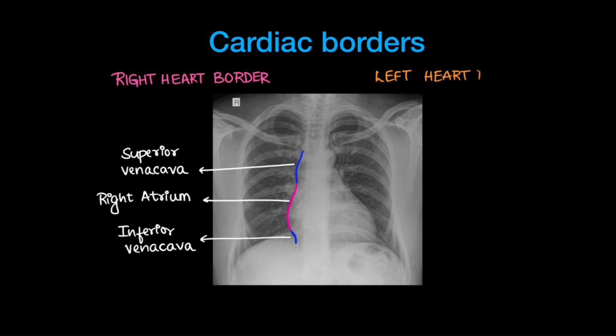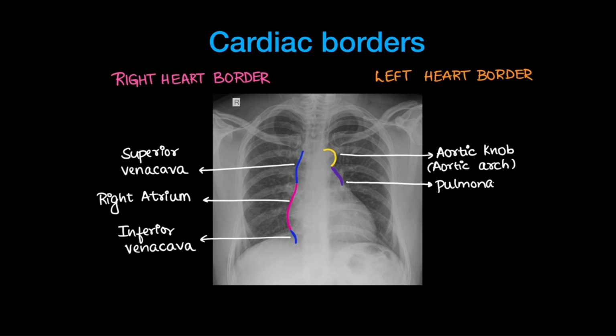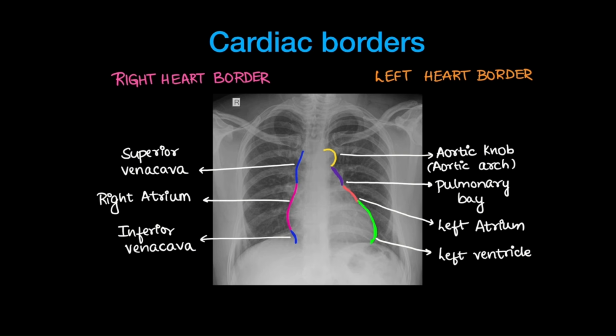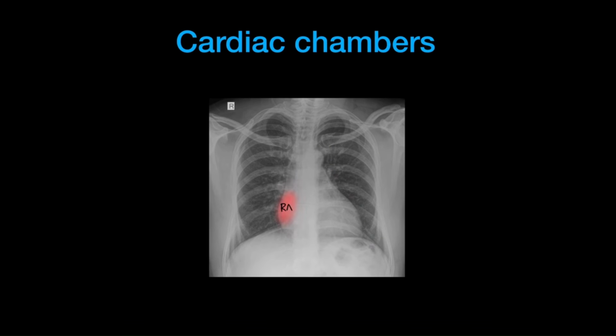The left heart border is formed by, here the rounded structure you can see, that is the aortic knuckle or aortic arch or aortic knob. Next we have the pulmonary bay, and next here this is the left atrium and the left ventricle. These are the ones forming the left heart border. We can only grossly identify chambers of the heart on X-ray or guess where they are. Right atrium, right ventricle and left atrium here.